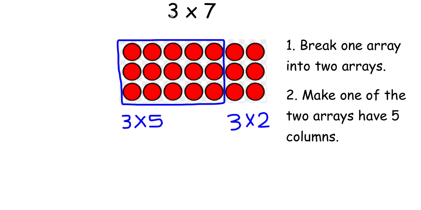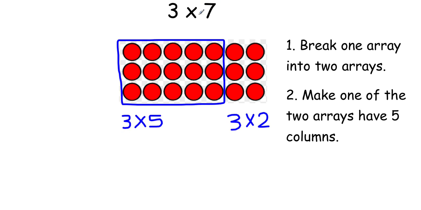In the original one we had 3 rows. Well, the 3 happened to stay the same, didn't it? So this 3 right here is that 3 and that 3. So you'll notice that the 3, the number of rows, stayed the same. But here's the little trick that I noticed.